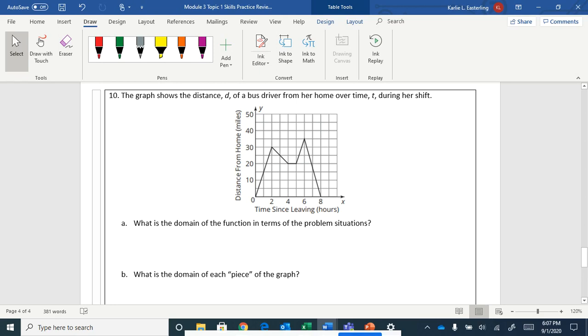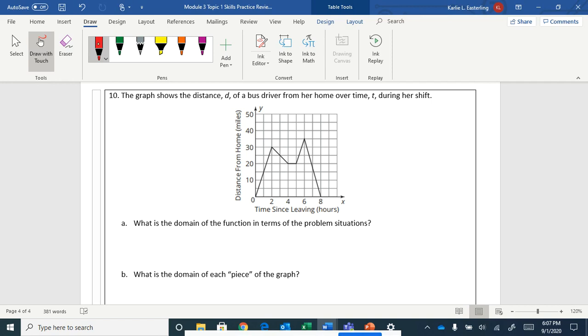And then finally, we get to number 10, our last question here. And it was, what is the domain of the function in terms of the problem's situation? So that is talking about our whole function here, the whole graph, which I forgot to read up here. The graph shows the distance D of a bus driver from her home over time T during her shift. So this is very similar to that one that we did in class about the basketball players.